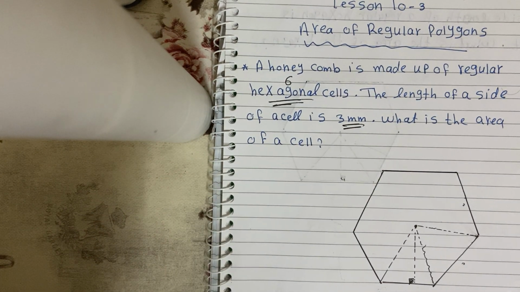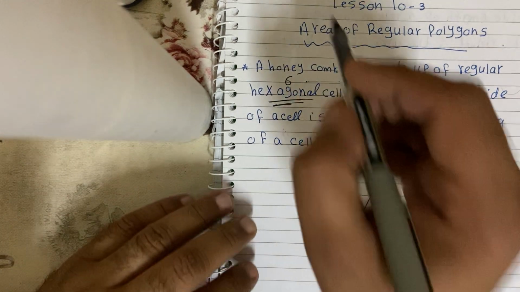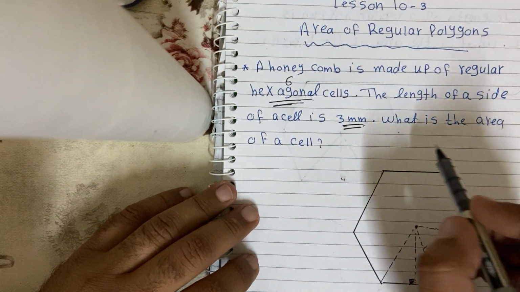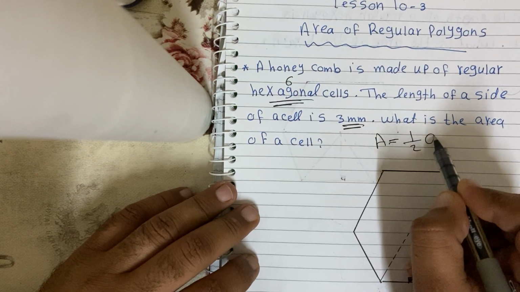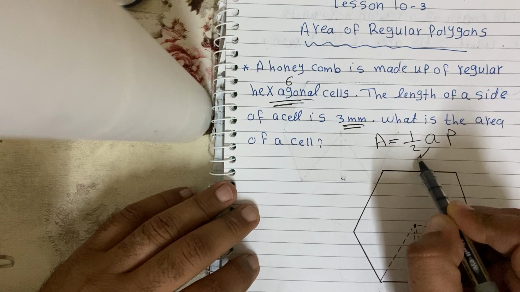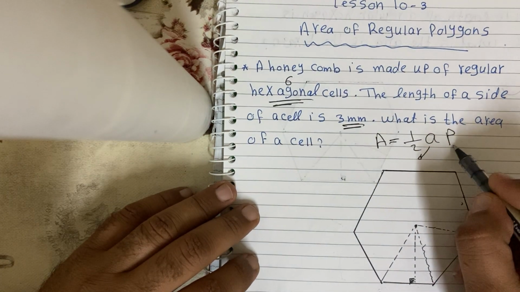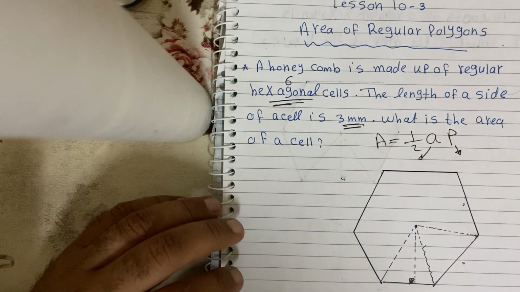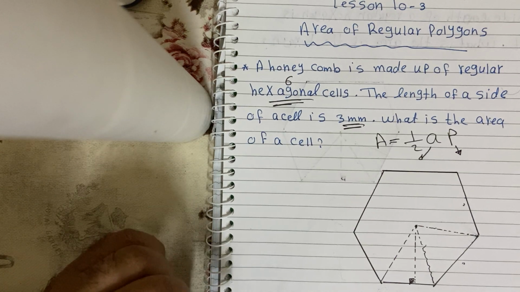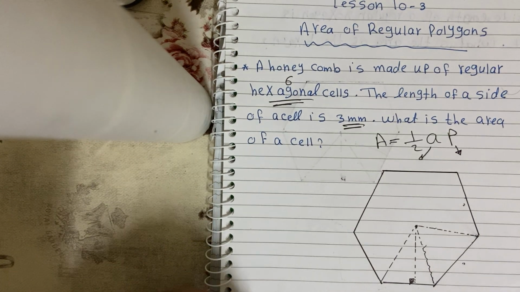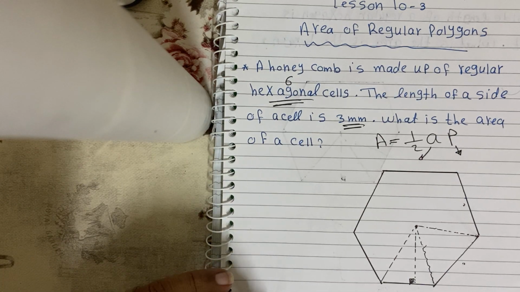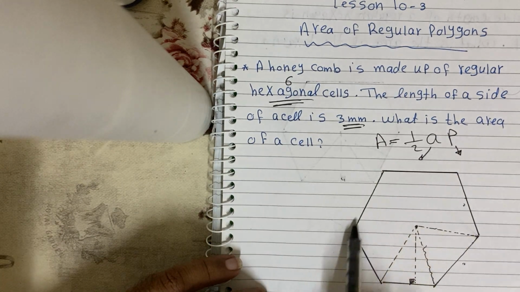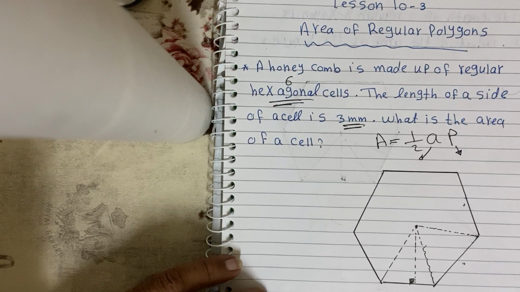Let's remember our rule of yesterday. The area of any regular polygon is half A P, where A is the apothem and P is the perimeter of the polygon. So here, according to our problem, we have a hexagon, so we are going to draw a hexagon.